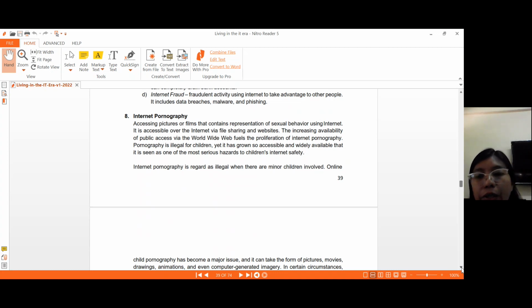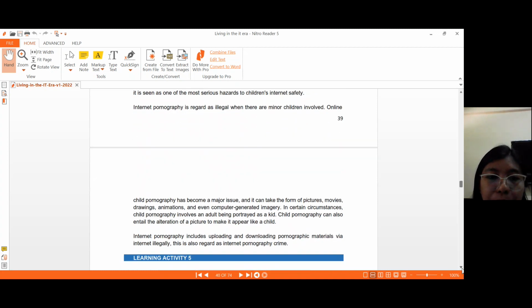Ayan. Do we pronounce it as pedophile or pedophile? I don't know. So, ayan. May mga ganyang mga tao, mga masasamang tao, di ba? Inaalam na nila agad sa isang bata. Okay, so internet pornography is regarded as illegal when there are minor children involved. Online child pornography has become a major issue, and it can take the form of pictures, movies, drawings, animations, and even computer-generated imagery. In certain circumstances, child pornography involves an adult being portrayed as a kid.